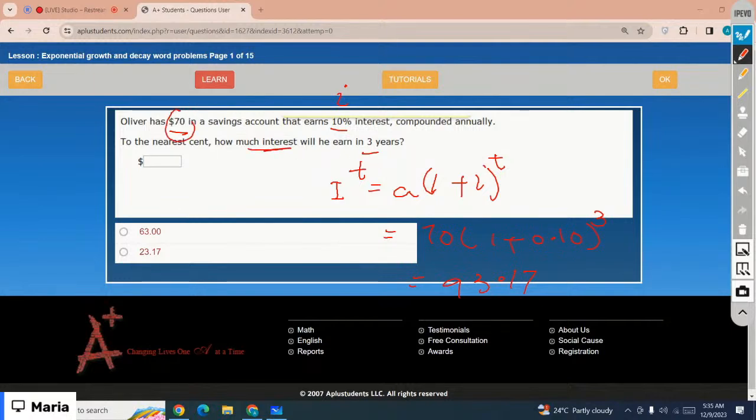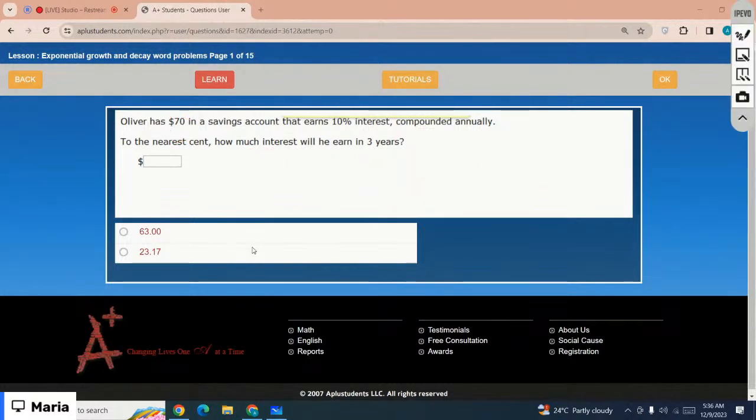So 70 he already has. Subtract 70 out of 93.17, right? That means the interest he earned is 93.17 minus 70, because 70 he already has, and after 3 years he earned 23.17. So the correct option is 23.17. Got it? The correct option is 23.17, right? Okay, let's just move on to the next one.